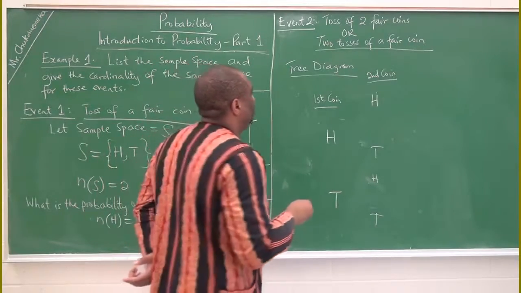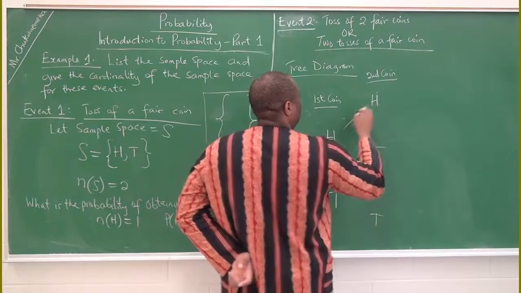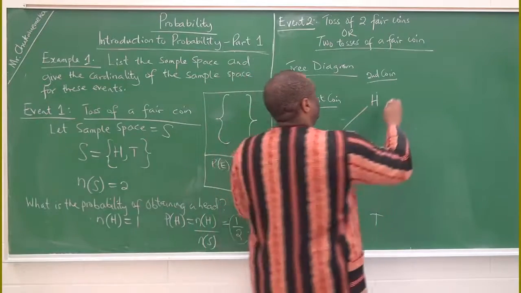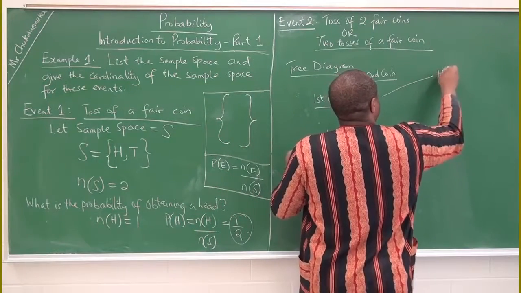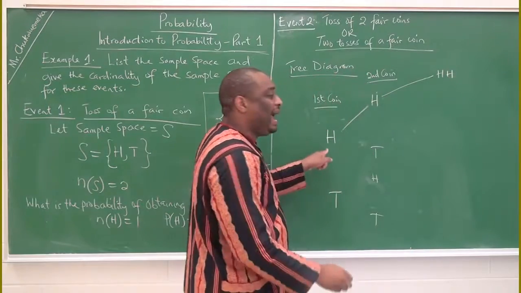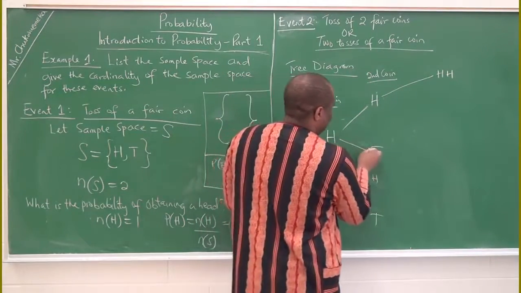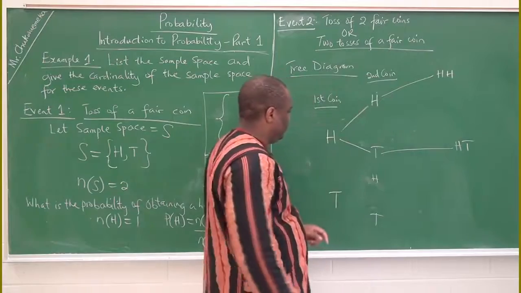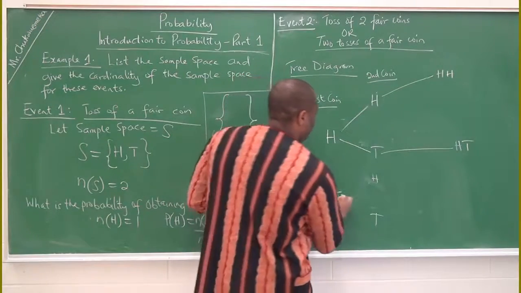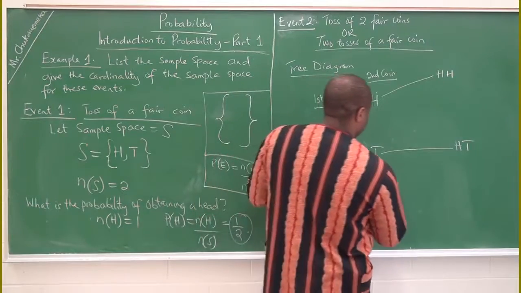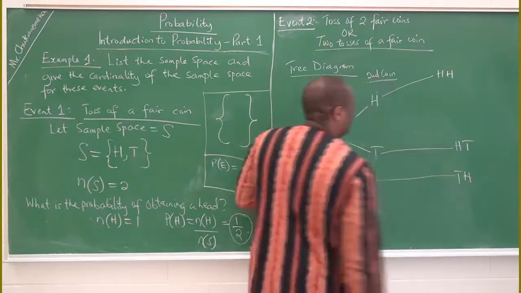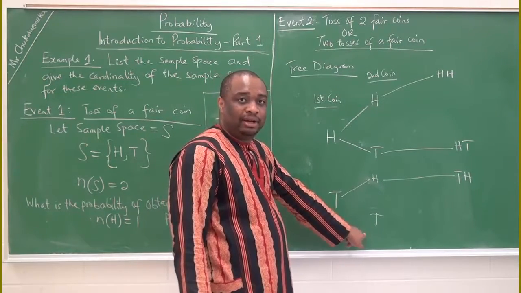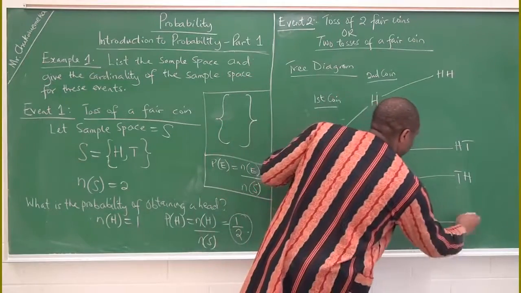Okay, so if we do the tree diagram, it could be a head on the first coin and a head on the second coin to give you head, head. It could be a head on the first coin and a tail on the second coin to give you head, tail. It could be a tail on the first coin and a head on the second coin to give you tail, head. Then it could be a tail on the first coin and a tail on the second coin to give you tail, tail.